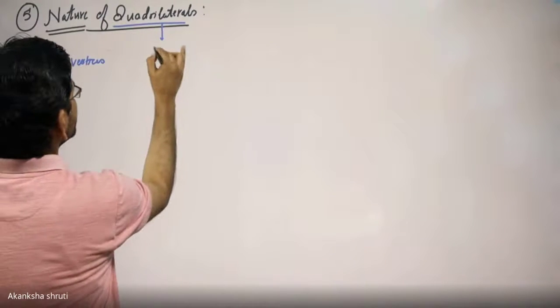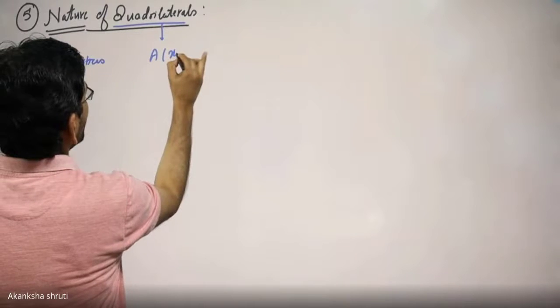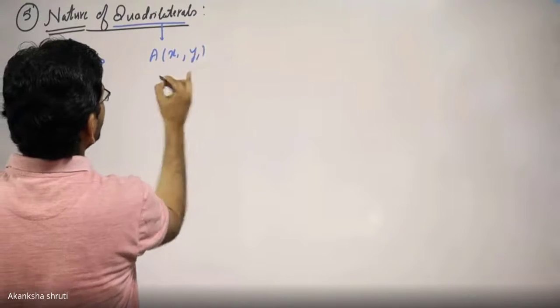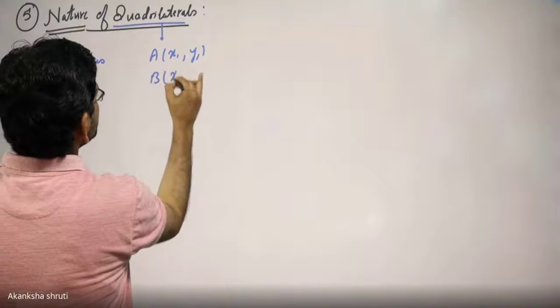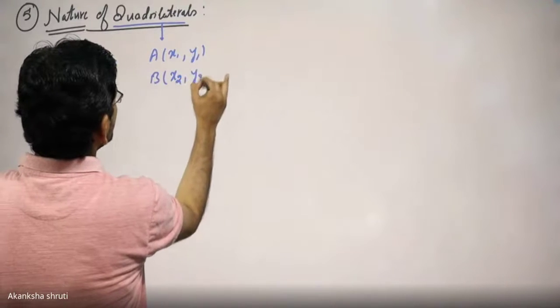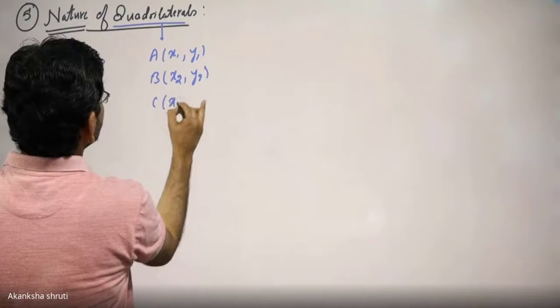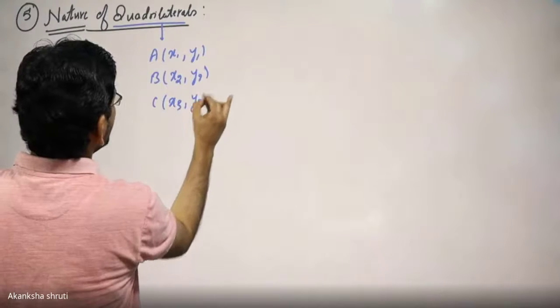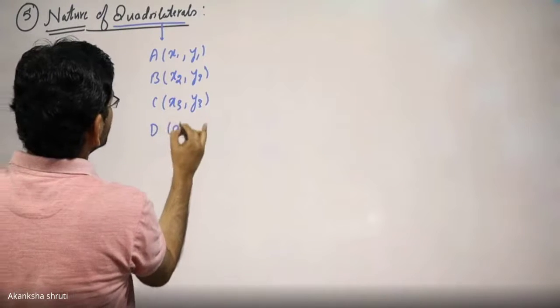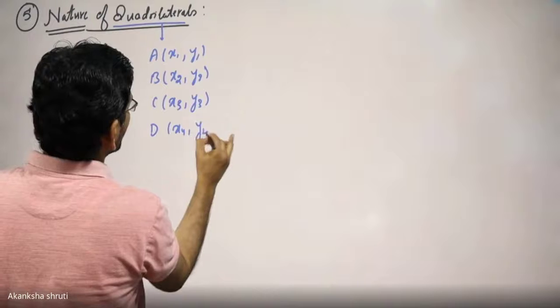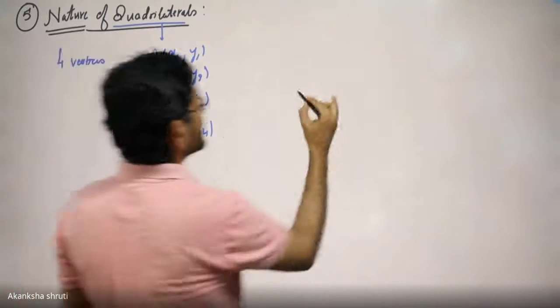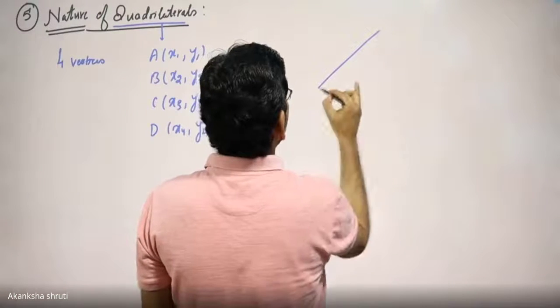Let us consider these vertices as A (x1, y1), B (x2, y2), C (x3, y3), D (x4, y4). Means the rough diagram can be drawn like this. Quadrilateral is what?